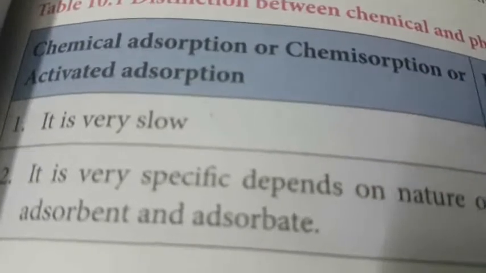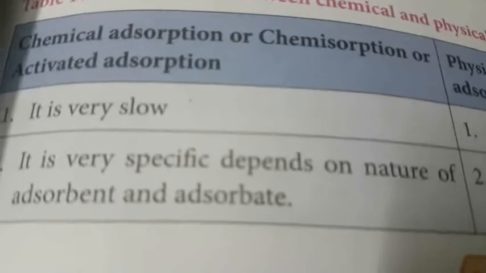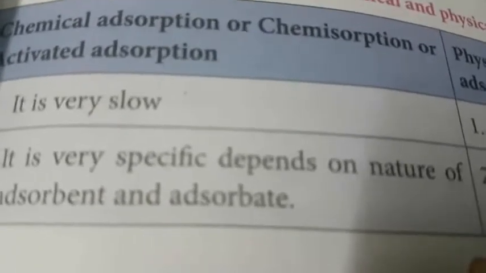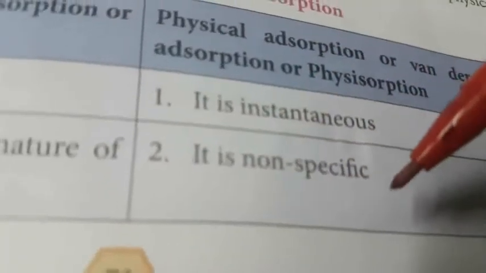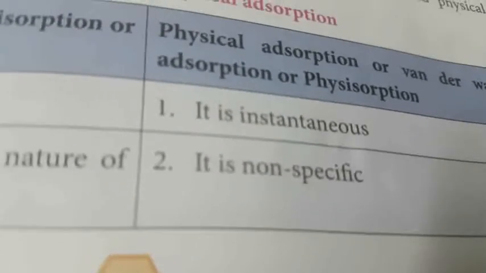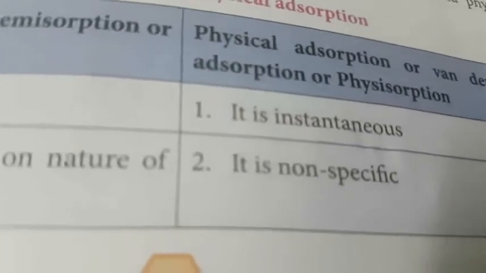What is meant by chemical adsorption? It is due to bond formation between the adsorbent and the adsorbate, so it is very specific, depending on the nature of the adsorbent and adsorbate. But physical adsorption is non-specific. Wherever there are open places on any substance, the gaseous molecules automatically adsorb on the surface. So it is not specific.